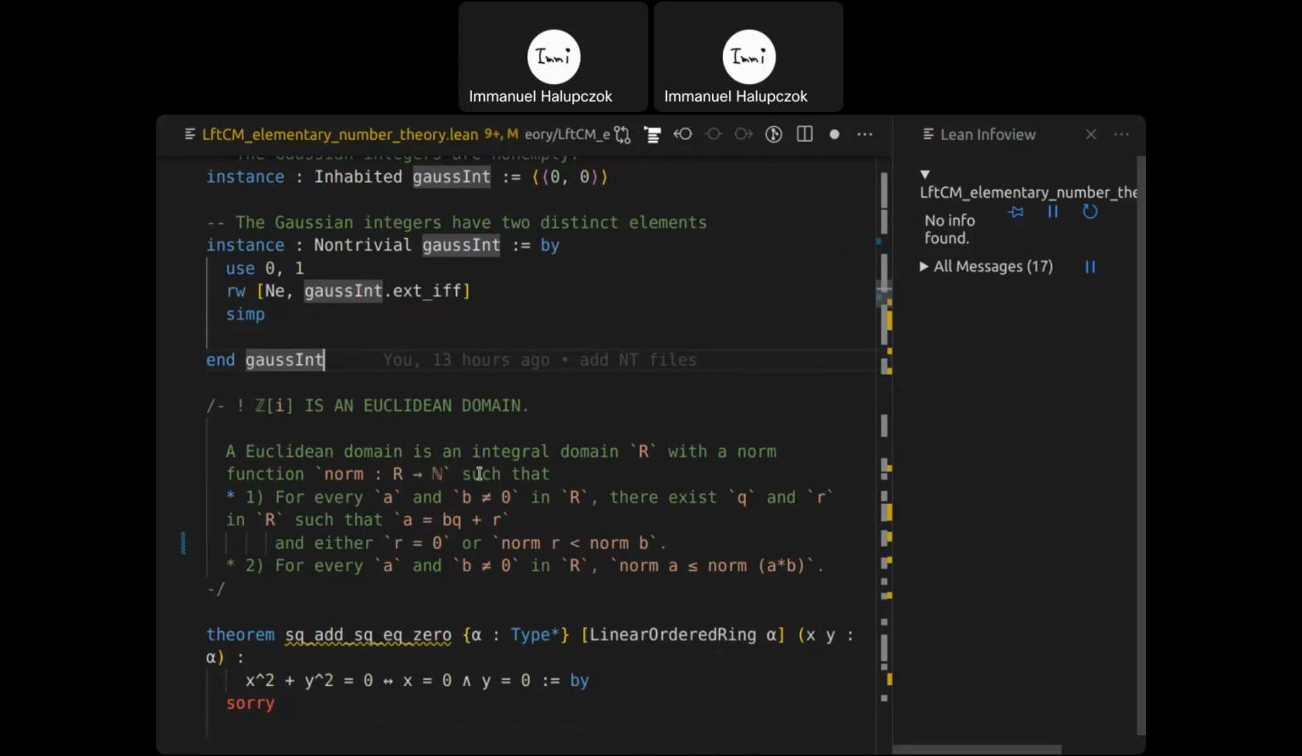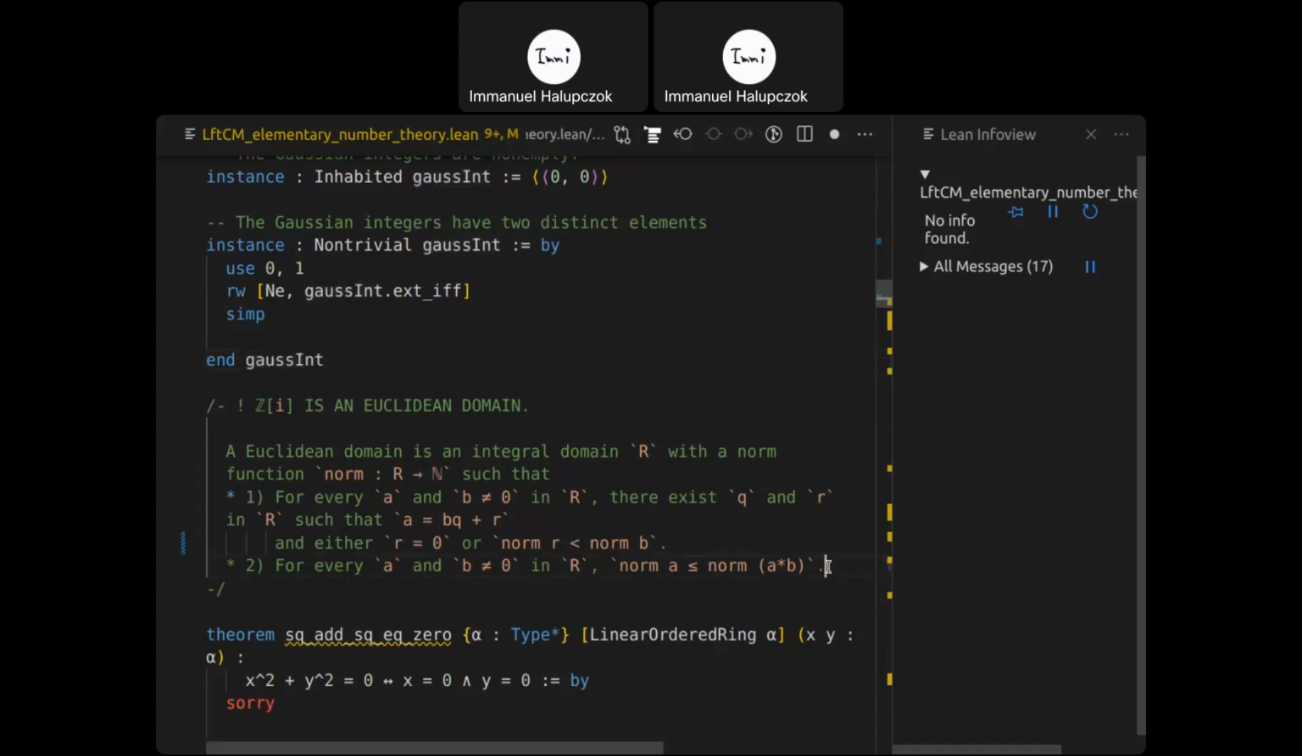The first property is that whenever I have an element a and a non-zero element b in my ring, I can find a quotient and a remainder such that a is equal to b q plus r. The condition on the remainder is that either the remainder is equal to 0 or the norm of the remainder is less than the norm of b. That's the first condition. The second condition is that for every element a and every non-zero element b, the norm of a has to be less than or equal to the norm of the product a times b.